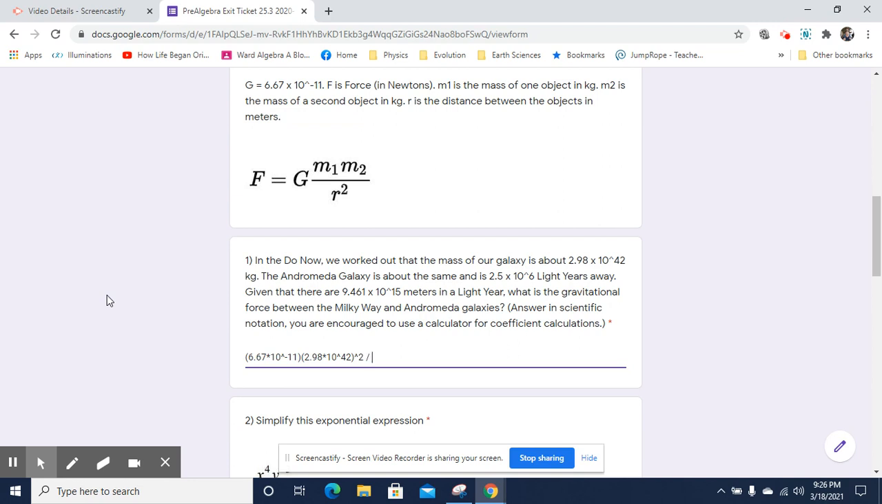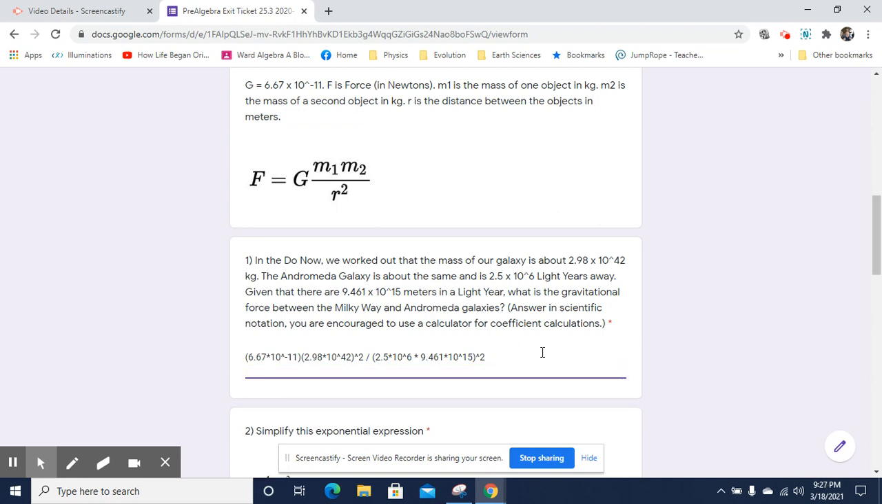And that's going to be divided by the distance between them, which is 2.5 times 10 to the 6th light years. And then we have to multiply that times how many meters there are in a light year, 9.461 times 10 to the 15th meters per light year. And that whole product needs to get squared because it's distance squared in the denominator. That R stands for radial distance. That's the distance between the centers of two objects.